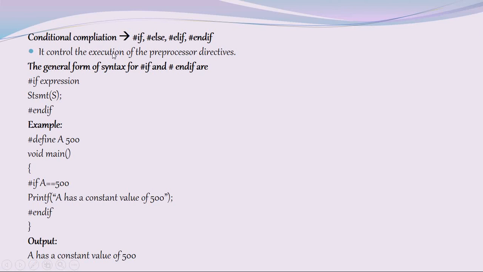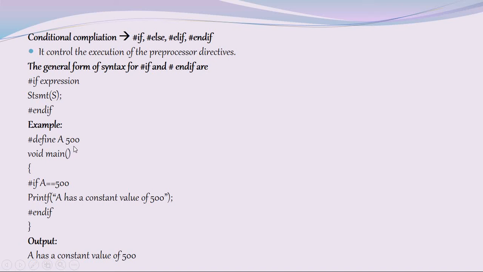Next, moving on to conditional compilation. The third commonly used preprocessor is conditional compilation. We can use #if, #else, #elif, #endif, which are all used for checking conditions. So it controls the execution of the preprocessor directive. The syntax for that is #if expression, statement, then #endif.